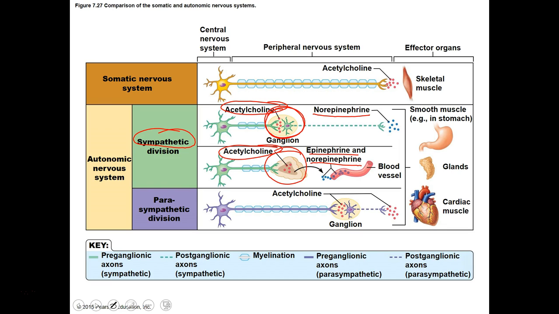So generally speaking, this slide is very confusing and I don't really like it. I want you to just ignore the acetylcholine in the sympathetic side of that. I don't want you to think of acetylcholine when you think of the sympathetic nervous system. When you think acetylcholine, I want you to think parasympathetic. It is true that there is acetylcholine in the sympathetic side, but that's not how I want you to think of it. It'll be very confusing for you to try to think of it that way. Acetylcholine with the somatic and parasympathetic, epi and norepi with the sympathetic, okay?